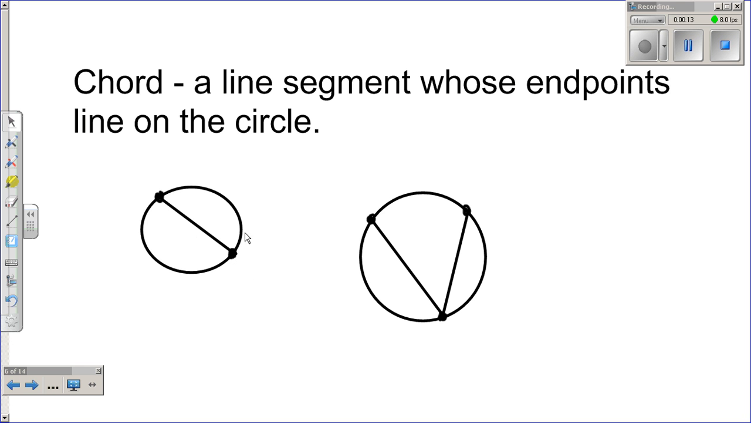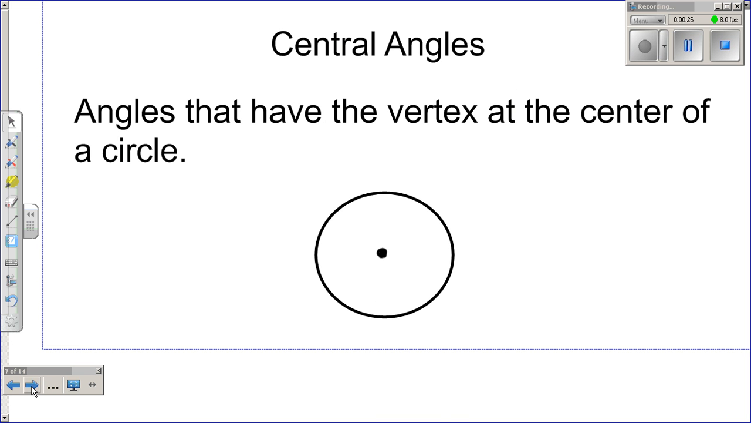See how we have a segment here and it starts here and ends here. It starts on the circle, ends on the circle. Here's a chord. It starts on the circle, ends on the circle. Here's another one. Starts on the circle, ends on the circle. That's what a chord is.